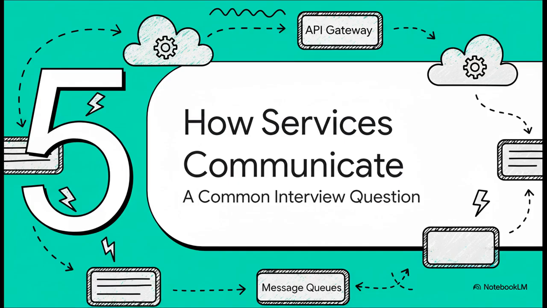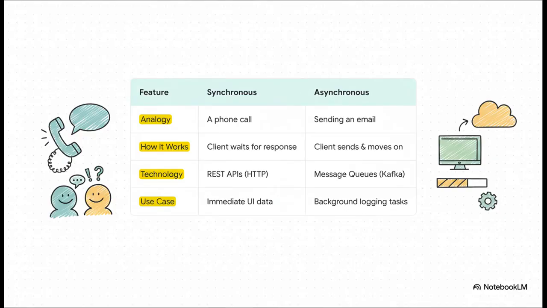Okay, so this next part is a really common interview question, and it's one that can separate someone who just knows the buzzwords from someone who actually gets it. How do all these independent services communicate with each other? There are basically two main styles, and this table breaks it down nicely. First, you have synchronous communication. Think of this like a phone call. You ask a question, and you literally wait on the line for an immediate response. This is great for things like a user interface, where you need data right now.